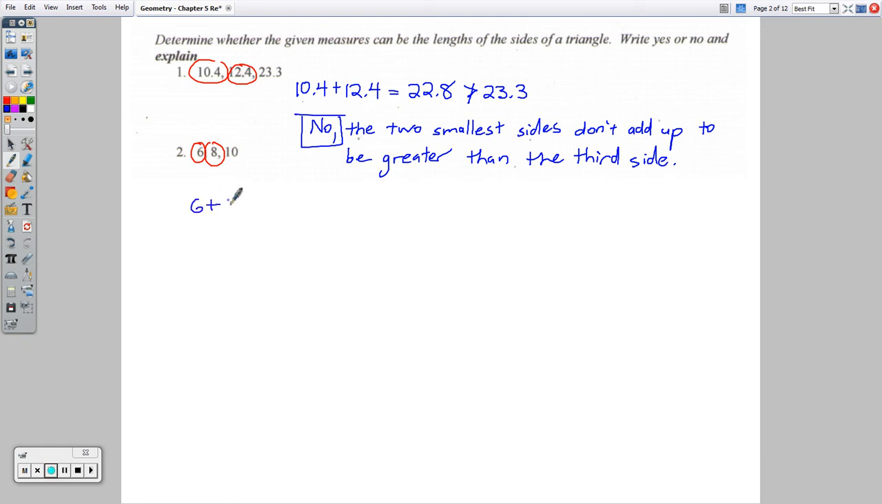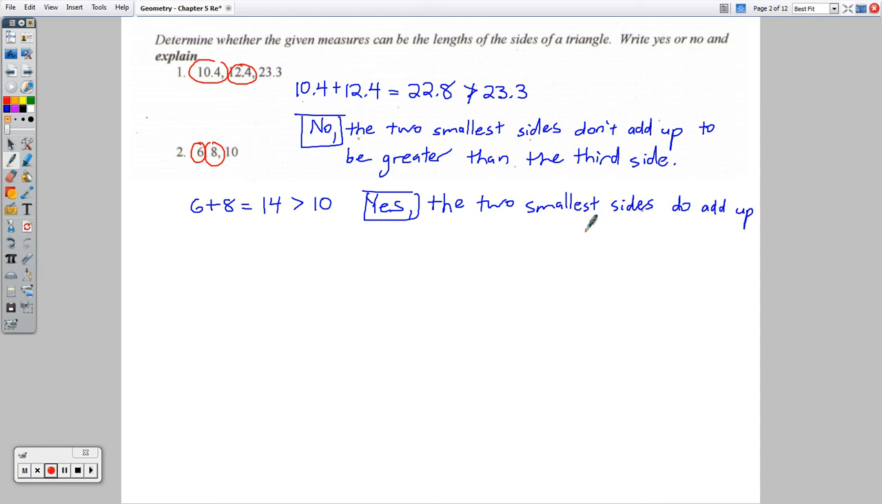If we look at this one, the 2 smallest sides, 6 plus 8, that equals 14, and 14 is definitely greater than the third side, 10. So this one, yes, you could make a triangle based on the same reasoning. And this one you would say the 2 smaller sides do add up to be greater than the third. So that is our explanation. The 2 smallest sides do add up to be greater than the third side.